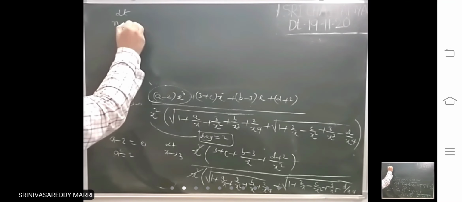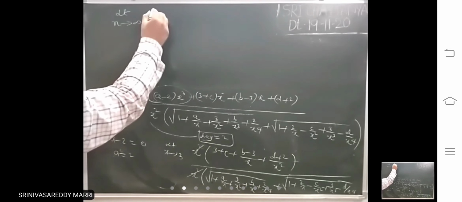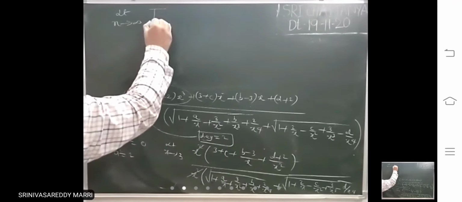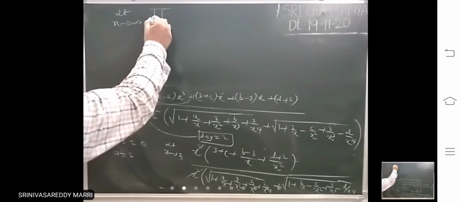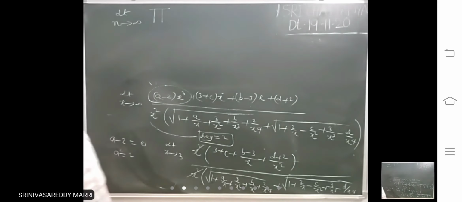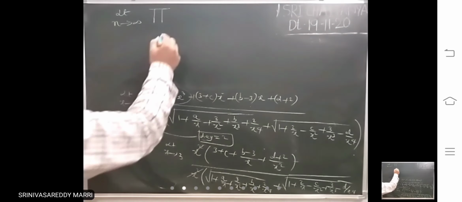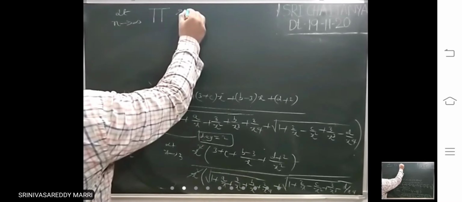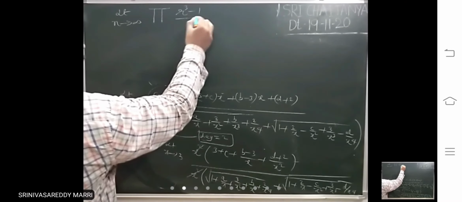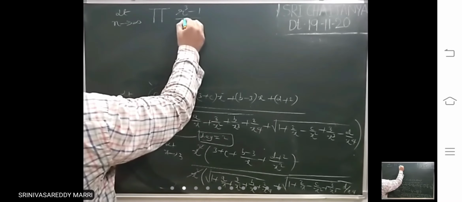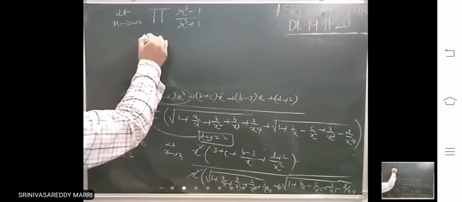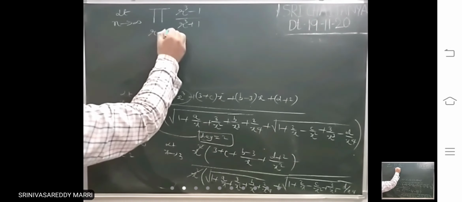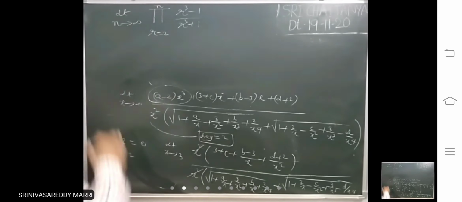Limit n tends to infinity, pi. This pi means product term. Sigma means sum. This symbol means product. r cube minus 1 divided by r plus 1, r equal to 2 to n.